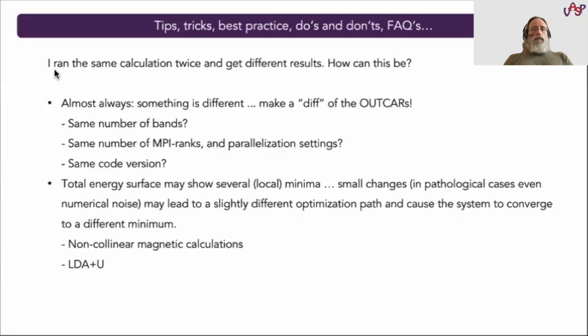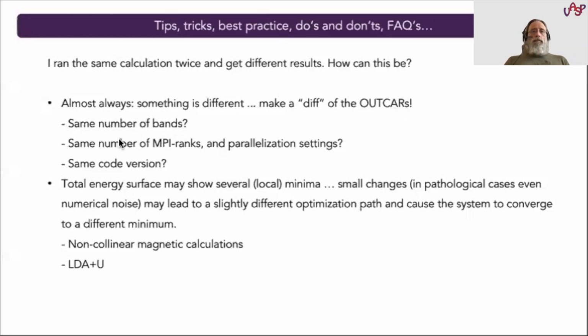So this is one that I like, and we get this quite a lot. This question: I ran the same calculation twice and I get different results. How can this be? Now, almost always something is different. So it's not the same calculation. That's absolutely by far the most common thing. So make a diff of the OUTCARs. Really look at all the changes that those show.